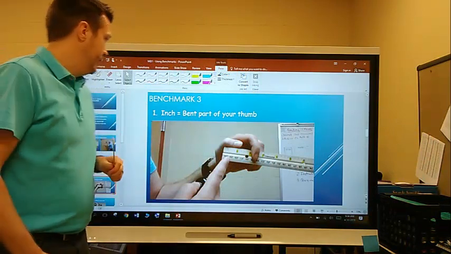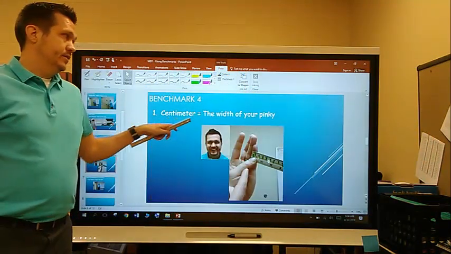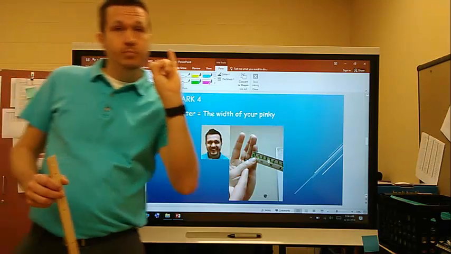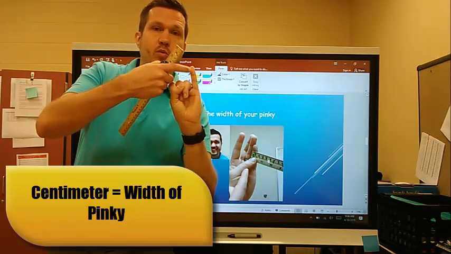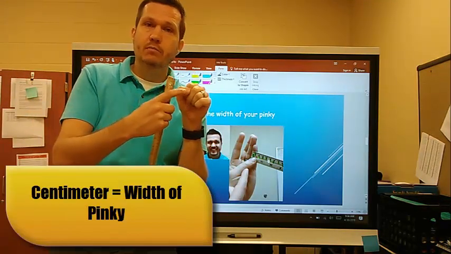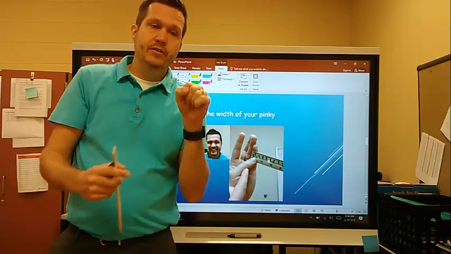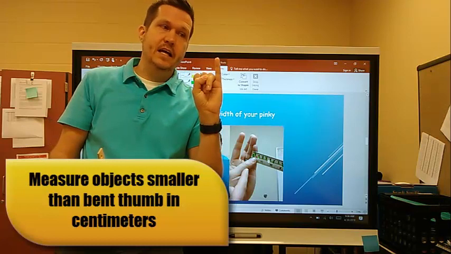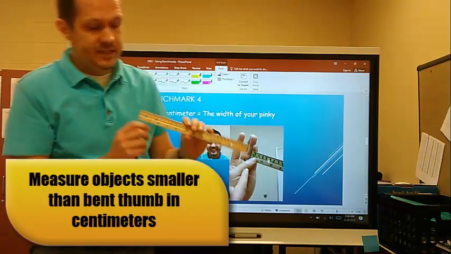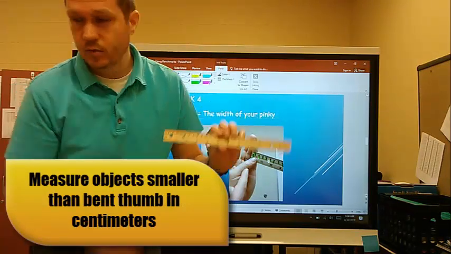Let's go to the next benchmark, which is centimeters. That is about the width of your pinky. So objects that are about the width of your pinky or smaller than this. So they have to be smaller than the bent part of your thumb and about the size of your pinky. That's going to be centimeters. That's the other side of the ruler, okay?